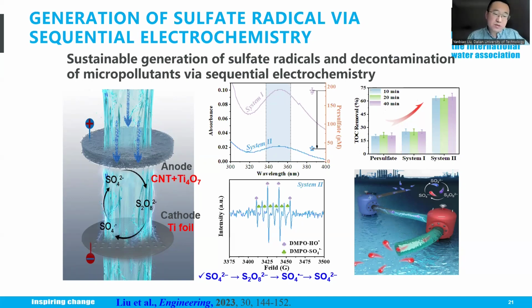We have determined the generation of persulfate at the anode, as you can see from the signal here, and we can also determine the production of sulfate radicals at the cathode using EPR and some radical scavenging tests. All of these are in good accordance with our hypothesis.